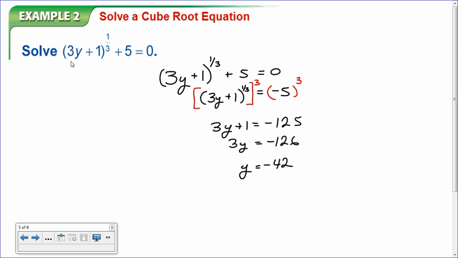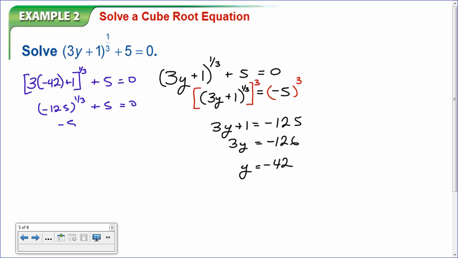Always check your answer. Okay, so when I plug a negative 42 in this becomes 3 times negative 42 plus 1, whole thing to the 1/3 power plus 5. We'll see if that equals 0. 3 times negative 42 is negative 126. Negative 126 plus 1 is negative 125. I'm taking that to the 1/3 power and adding 5 and seeing if I get 0. The third root of negative 125 is negative 5, and I have 0. This checks out. This is a solution.